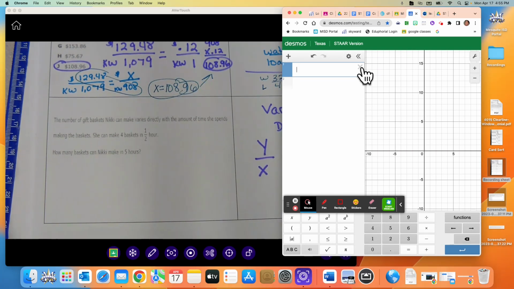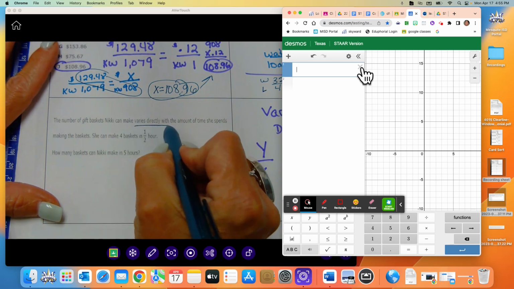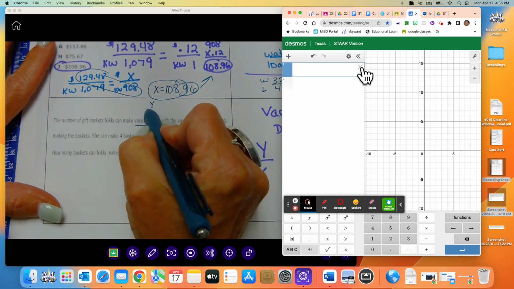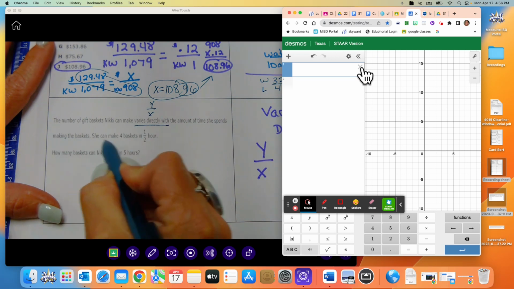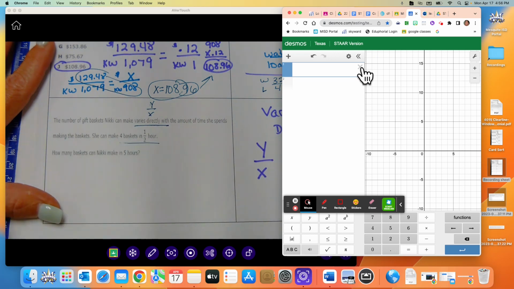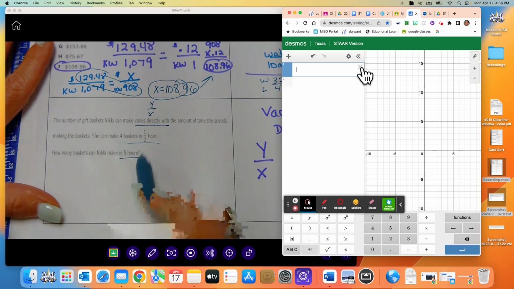Okay, the number of gift baskets Nikki can make varies directly. So remember, y over x, with the amount of time she spends making the baskets. She can make 4 baskets in a half hour. How many baskets can Nikki make in 5 hours?